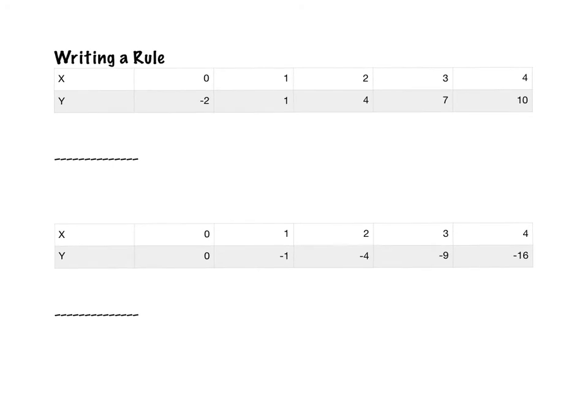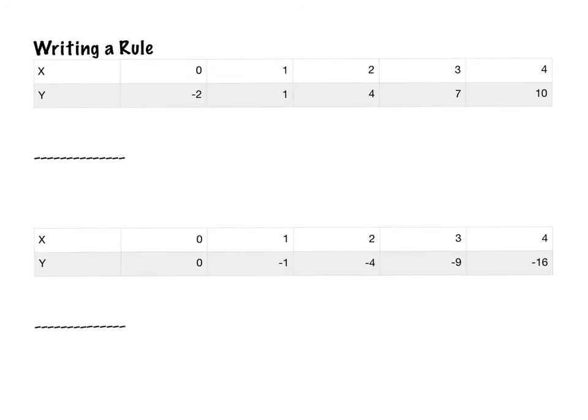Cool. So if I look at this first one, the first thing I want you to do is check the difference here. Negative 2 to 1 is what? Plus 3. So I go negative 2 to 1, 1 to 4, plus 3. 4 to 7, 7 to 10, 3. So what kind of function do I have? Linear. So I can say I have a linear function.